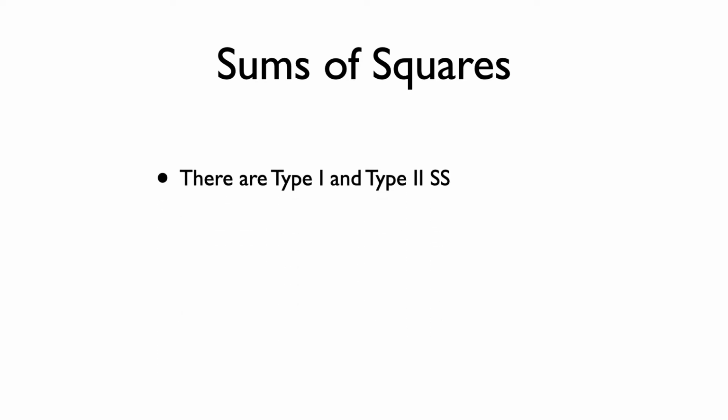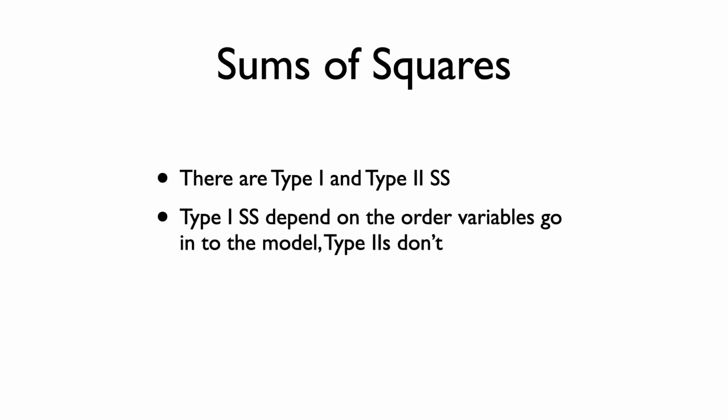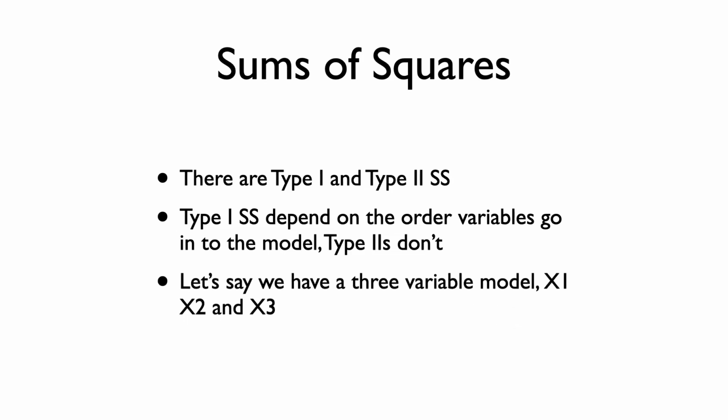So I talked the other day about type 1 and type 2 sums of squares. This is for regression. It's also true when you do analysis of variance, and spoiler alert, all your software is doing it through regression. It just doesn't tell you that. Type 1 sums of squares depend on the order the variables go in. Type 2 don't. So let's say we have a 3-variable model, x1, x2, x3. So we've got 3 possible predictors.